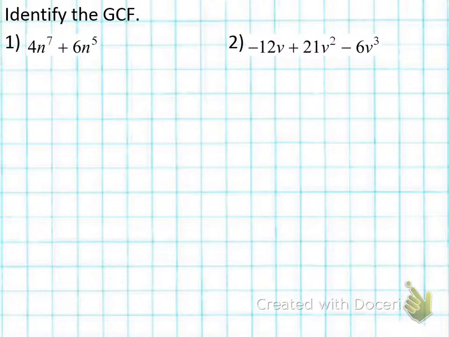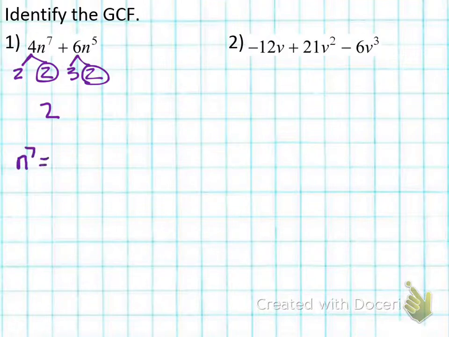So first for number 1 here, I'm going to factor the coefficients. So 4 I factor as 2 times 2, and 6 I factor as 3 times 2. I see both have a 2 and nothing else. They don't have anything else in common. So 2 is going to be part of my GCF. Now I'm going to look at the variables.